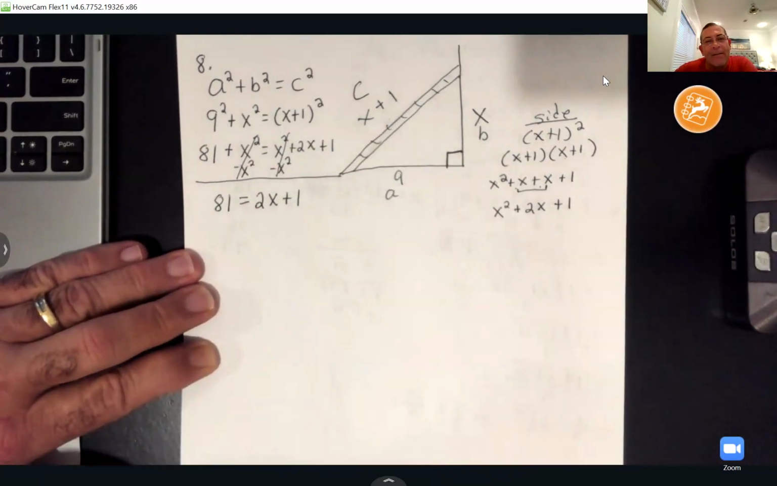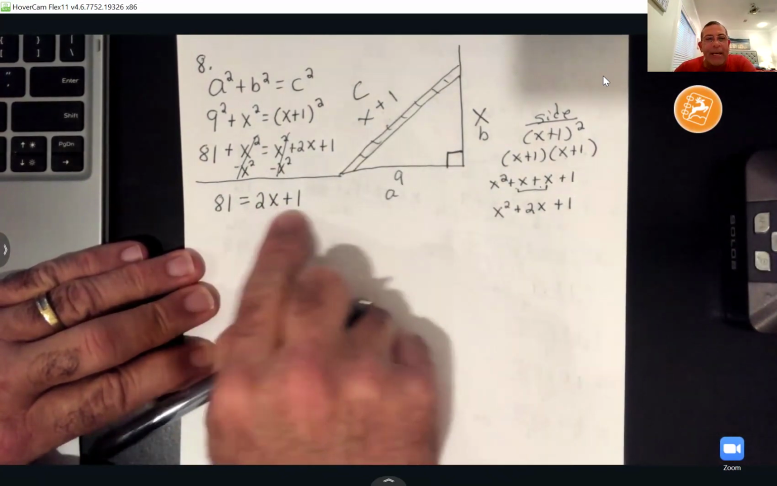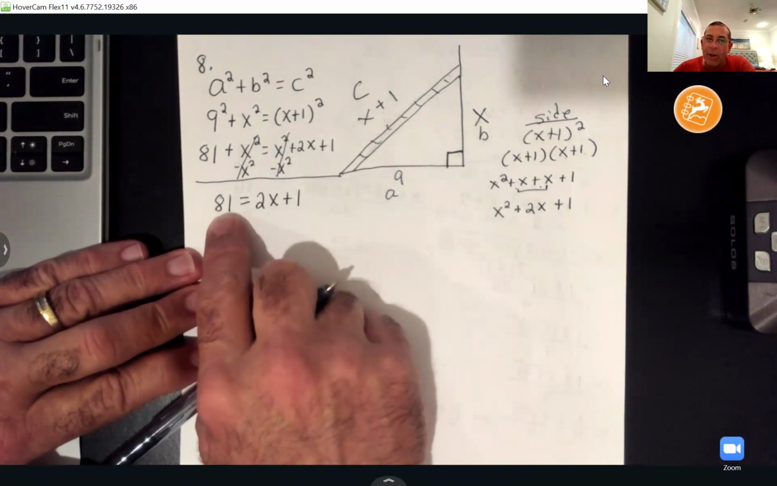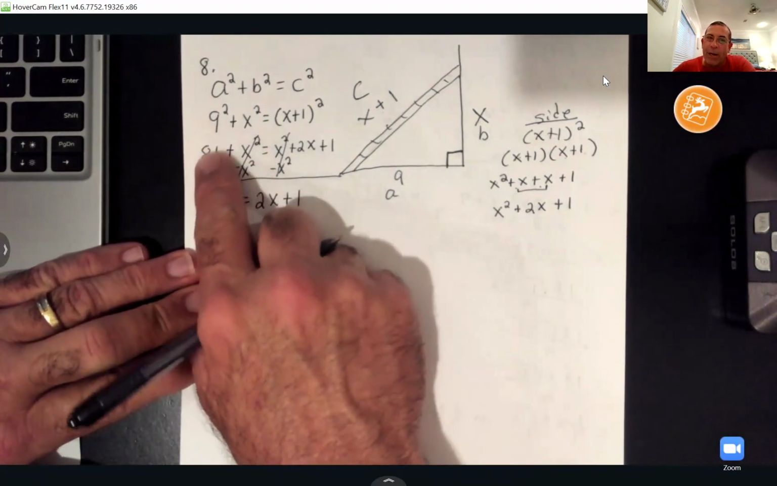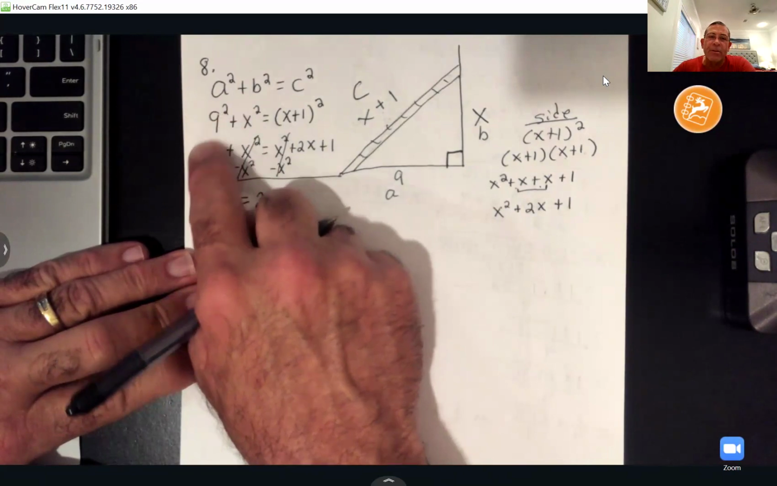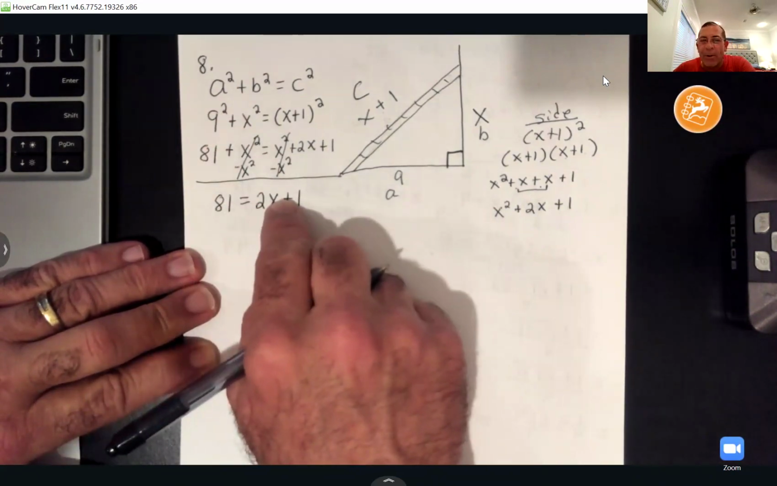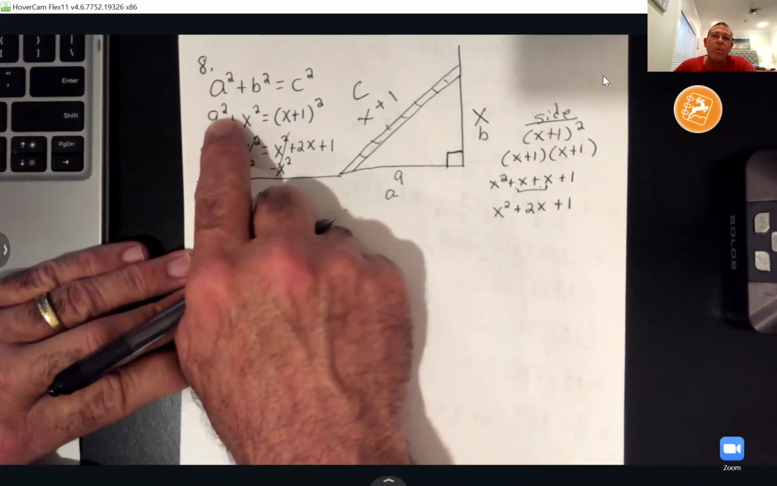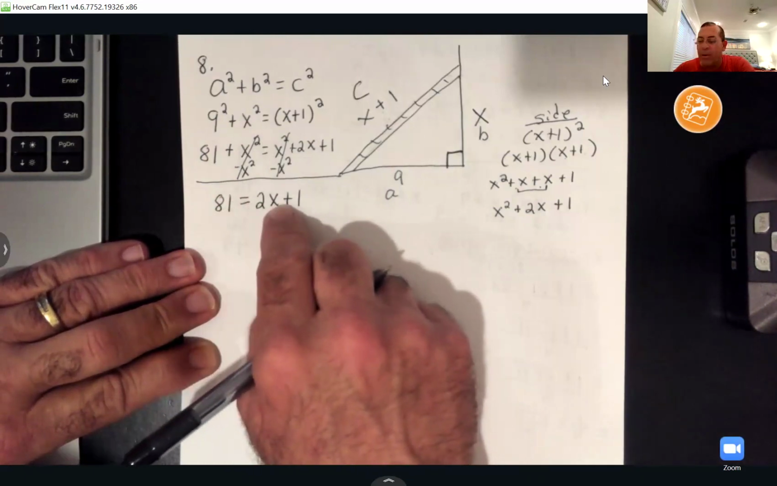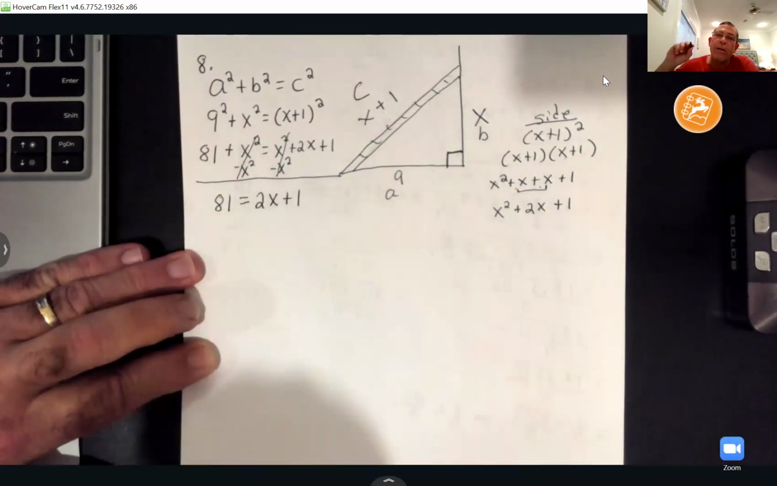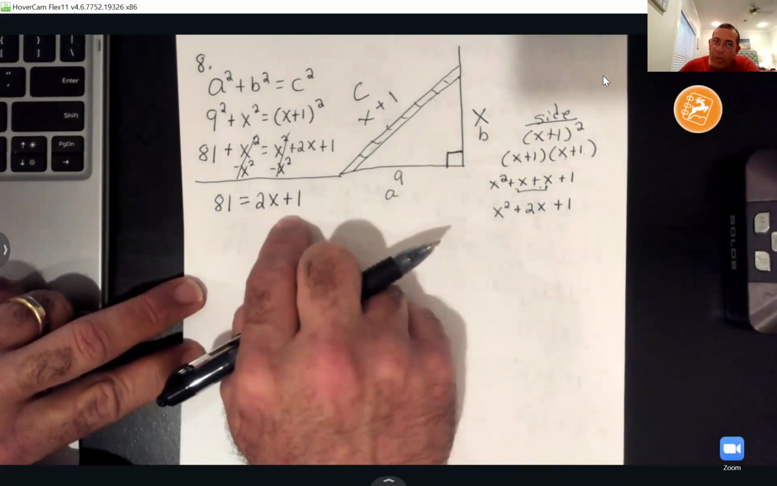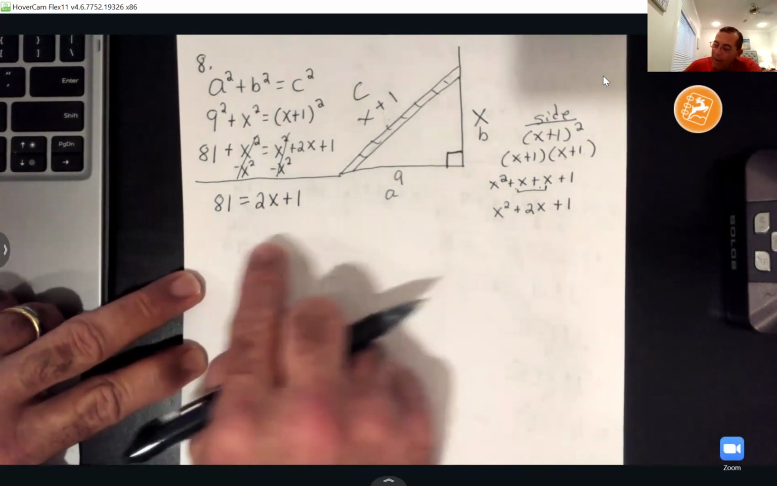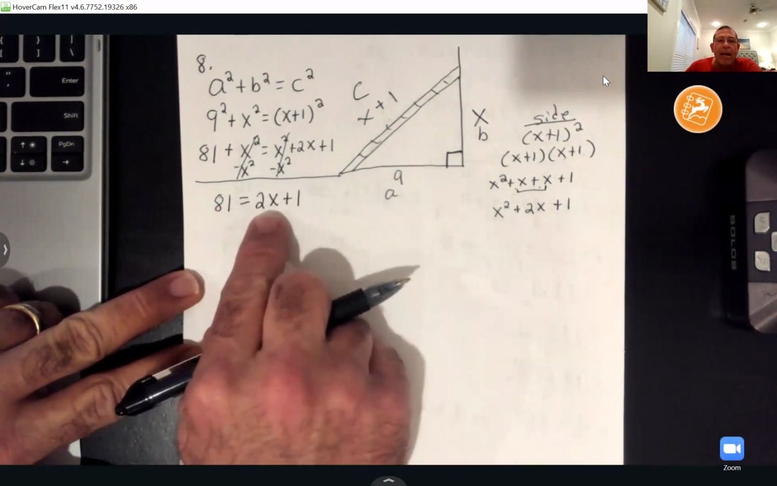So check this out. The only difference at this point will be the 81 that I got from the 9 squared. If you had a 7 squared, you're going to get a 49 equal to this. 5 squared, you would have 25 equal to this. Your 2x plus 1 will match my 2x plus 1, okay? So then you're going to solve it for the x.